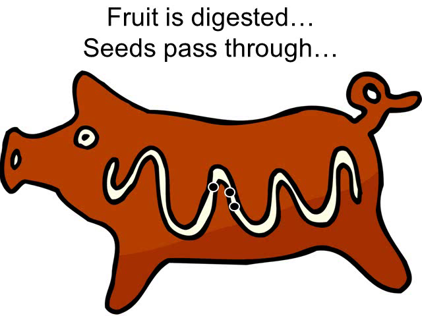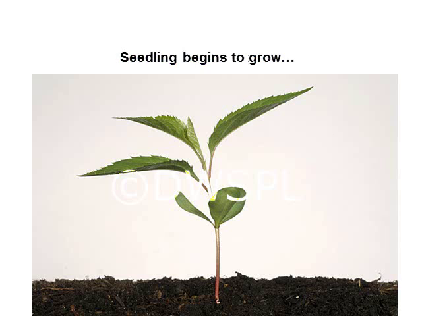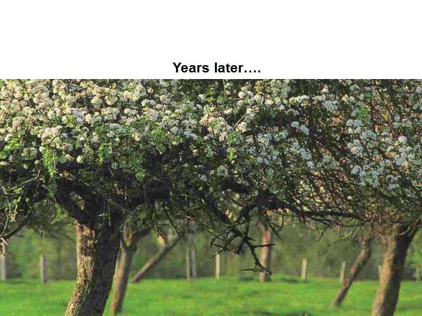Eventually, those seeds are going to come out the other end. And those seeds, when they come out the other end, are in a big pile of fertilizer, of feces, of poop. And so this will actually help the seeds in their growth. And so after a little bit of time, a seedling will begin to grow, a young sporophyte will begin to grow, and if all goes according to plan, after many, many years, if not decades, you have an adult tree, an adult sporophyte that produces flowers to restart the life cycle.